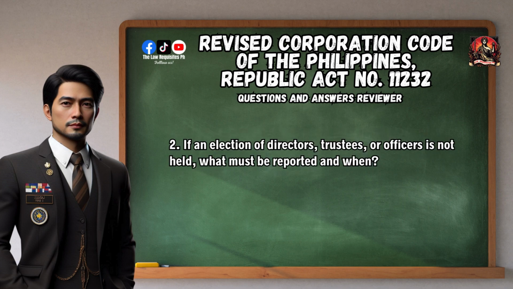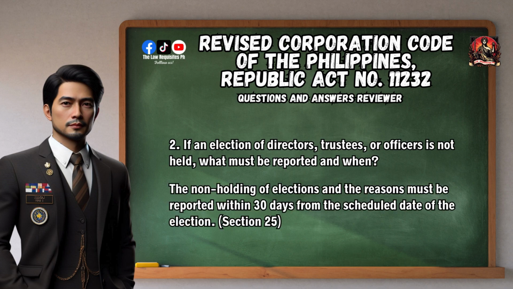2. If an election of directors, trustees, or officers is not held, what must be reported and when? The non-holding of elections and the reasons must be reported within 30 days from the scheduled date of the election. Section 25.